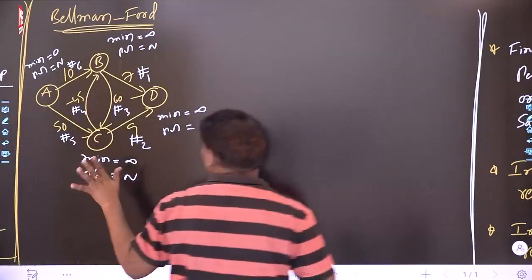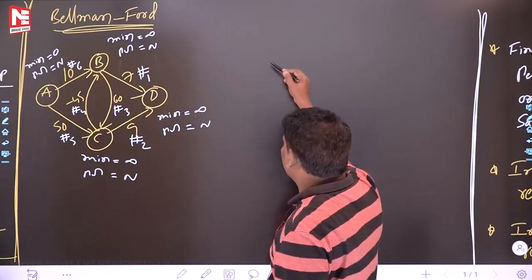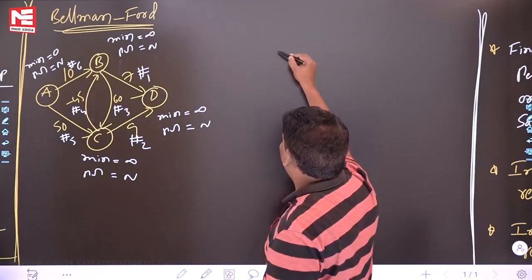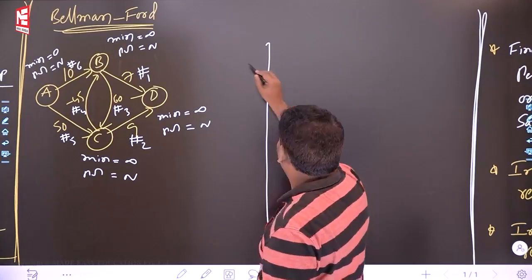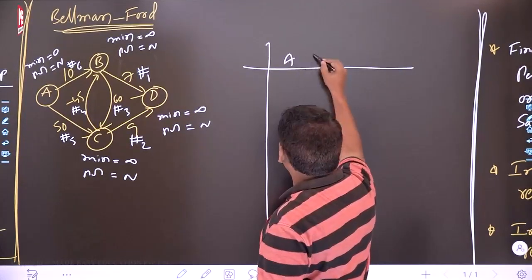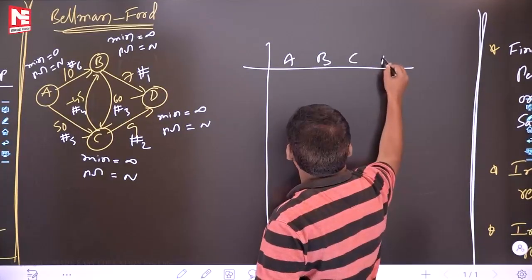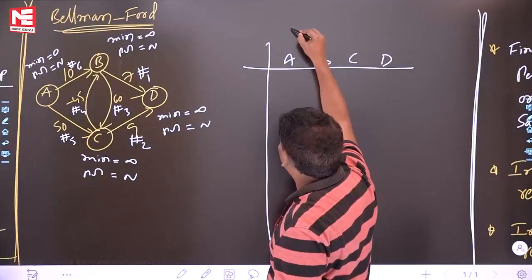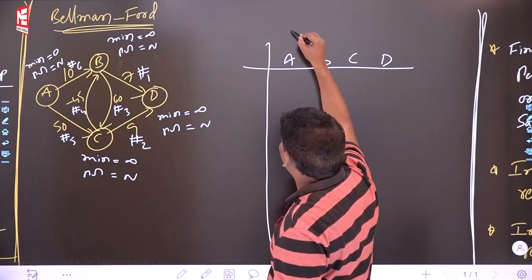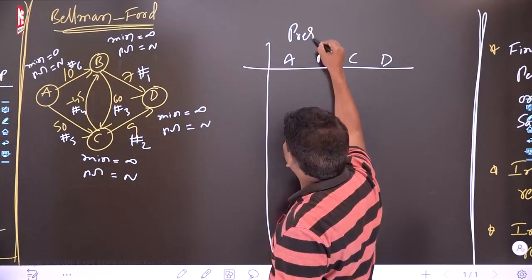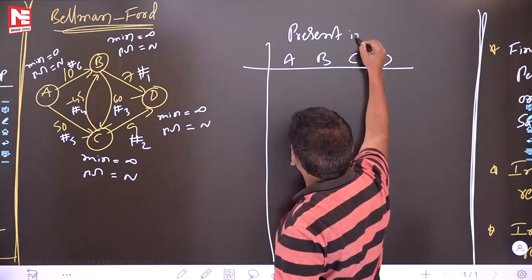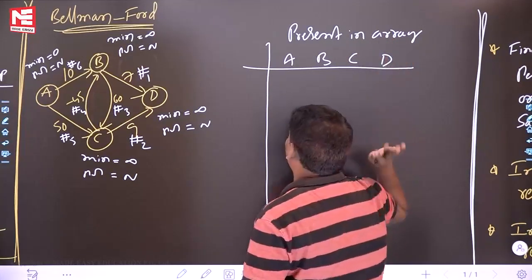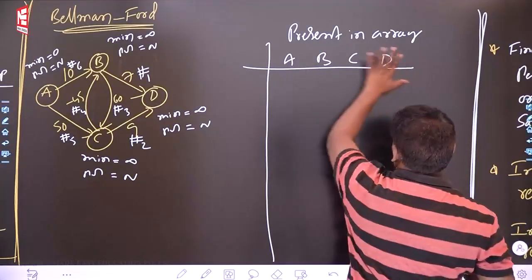After writing that, listen carefully. See the Bellman-Ford algorithm. All vertices you take: A, B, C, D, and one more. What should I write here? Previously I wrote present in min heap. Now here, see this one: not present in min heap, present in array. Not min heap, it is an array. Please be careful. What is the reason? I will explain afterwards.